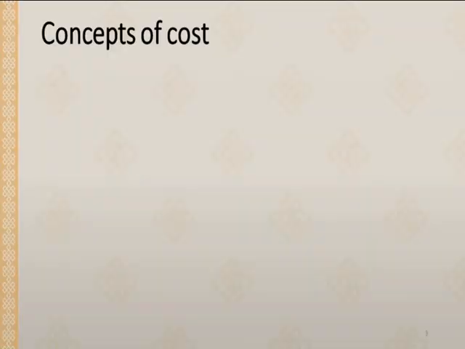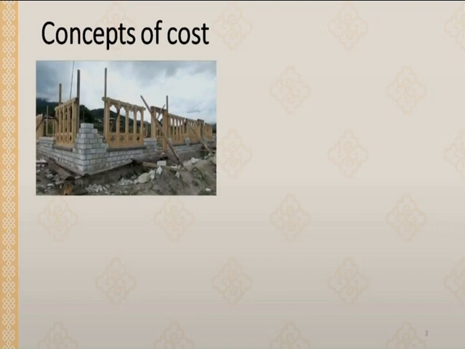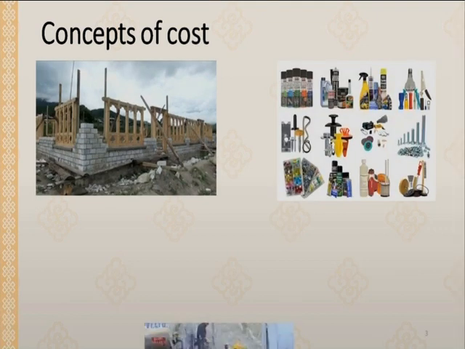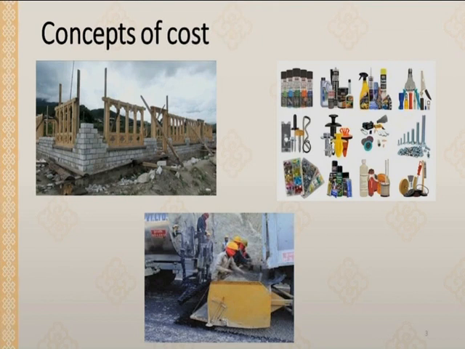Okay, first we have the concept of cost, and under this we are going to look at the meaning of cost. Cost is the measurement of the amount of resources that are used for producing goods and services, which can be expressed in terms of monetary value. I have here a pictorial presentation to have a better understanding of the concept of cost.